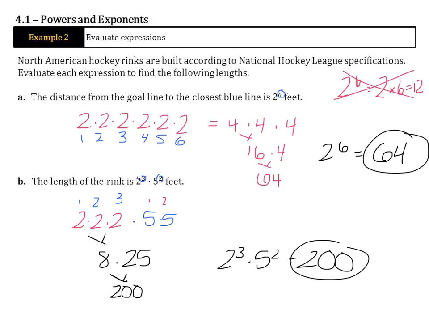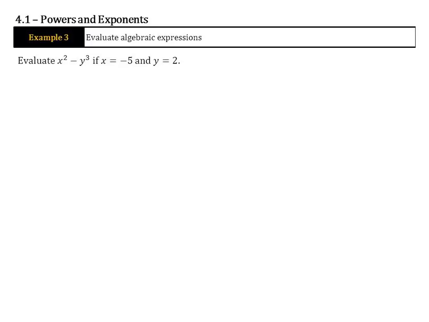Moving on to our last example. Evaluate x squared minus y to the 3rd if x is negative 5 and y is 2. Well, let's make our substitution in here. For x squared, we're going to use the negative 5. So, negative 5 squared, and then we have our minus. For our y to the 3rd, we're going to put in the 2. So this is going to be 2 to the 3rd.